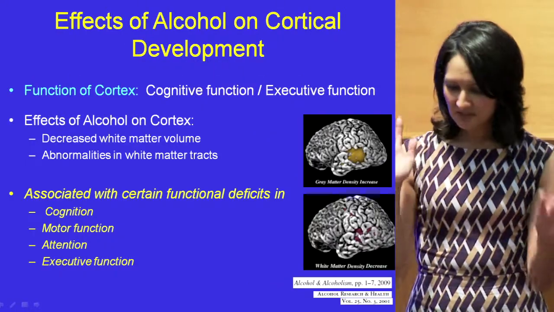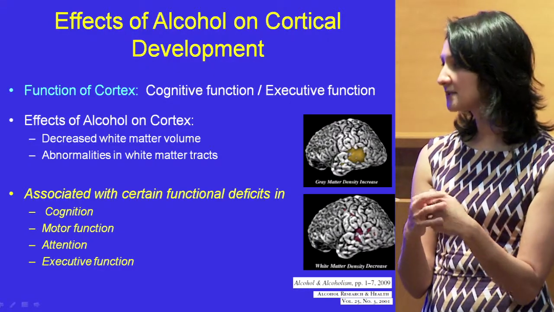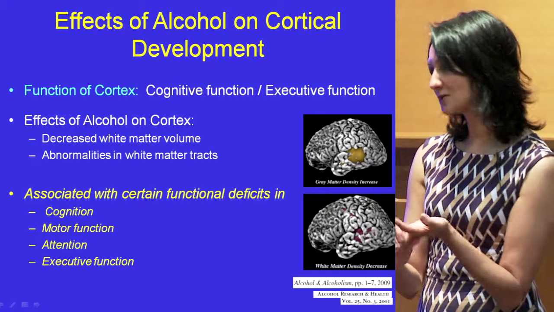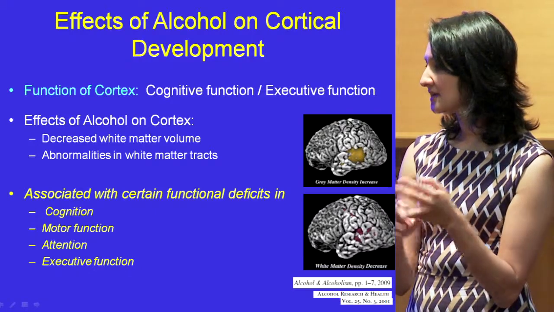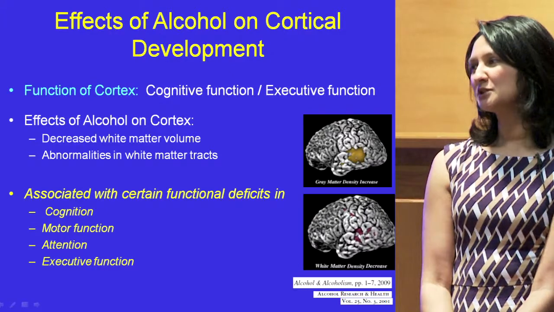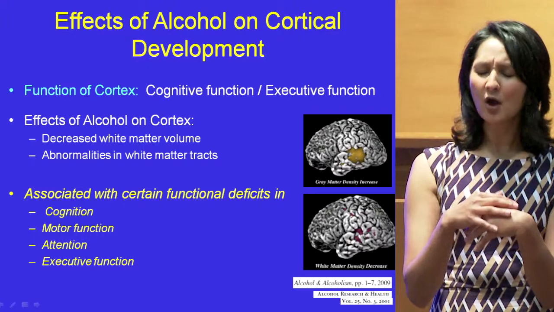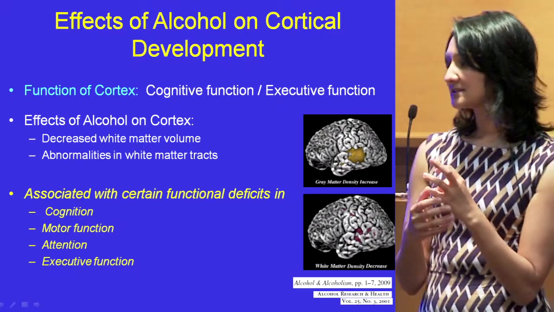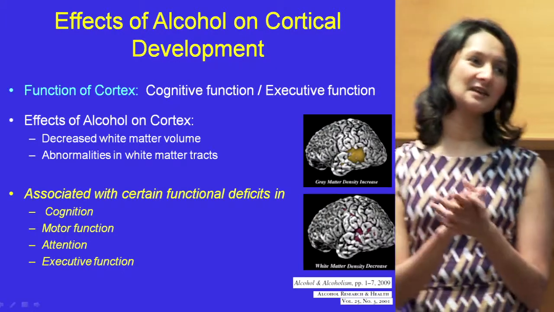When we think about alcohol's effects on the developing brain, we look at their cortical development. These children often have deficits in their cognitive function, and again, we talked about their executive function. They have decreased white matter volumes and abnormalities in their white matter tracts, which are often seen when we do DTI studies, so diffusion tensor imaging studies, which is often a research tool to look at these white matter tracts. These children will demonstrate deficits in cognition, motor function, attention, and executive function.